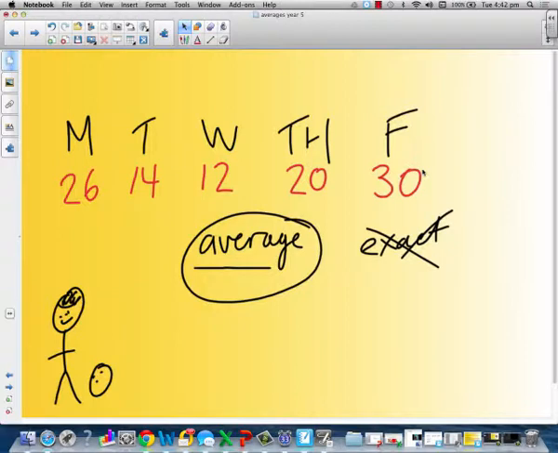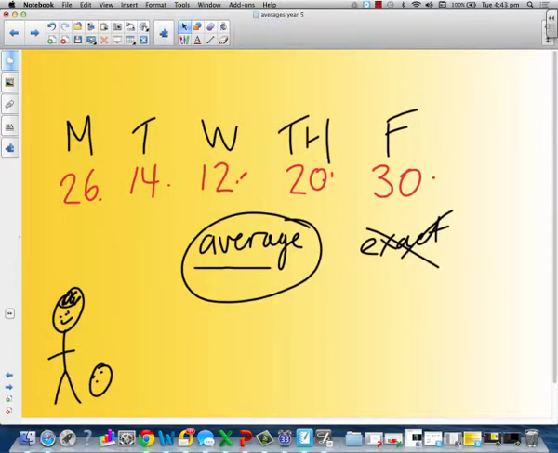The dictionary defines average as being in the middle. The middle level, and so we're trying to find Bob's middle level. What's he getting in the middle? And to do that, we're going to have to add up all these numbers, and then divide it by the amount of days. So let's do that now.